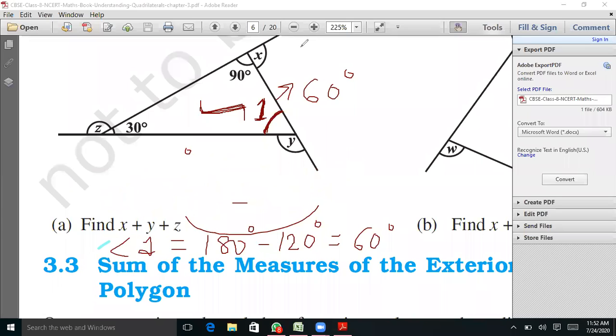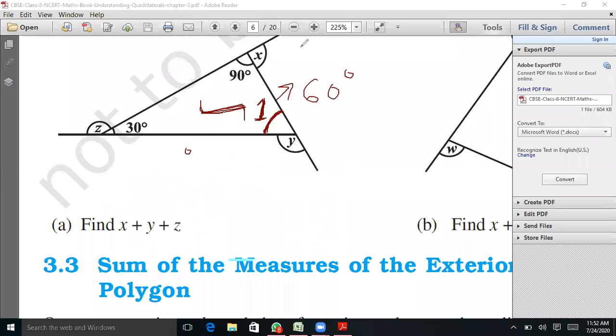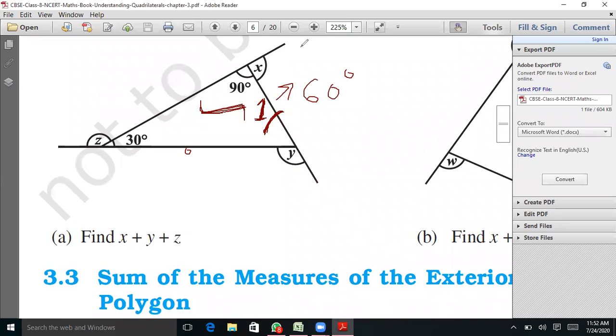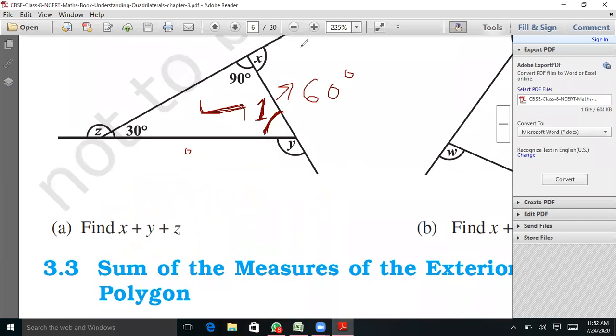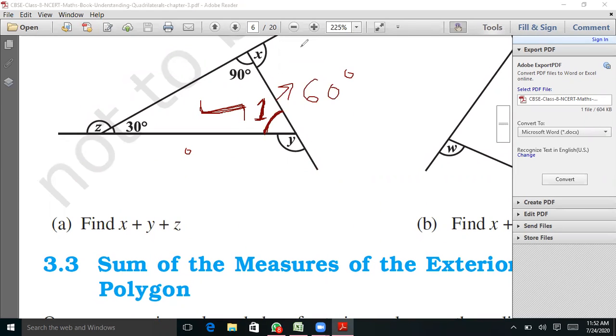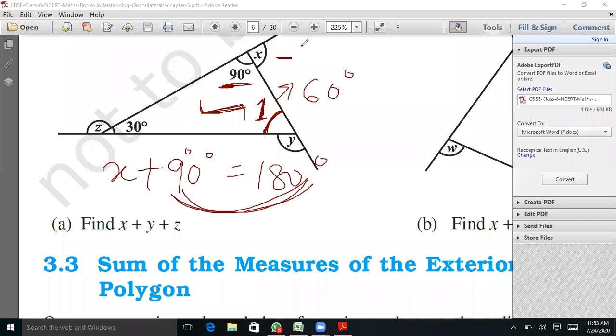Then now we have to find out x, y and z here. Then we will add them. First, let's find out x. How to find out x here? It's a straight line. 90 is interior, x is in the exterior. So x plus 90 is equal to 180 because they lie on the straight line, or you can say linear pair. Subtract 90. 180 minus 90 is equal to 90 degree. So this angle is 90 degree. Yes, by linear pair.